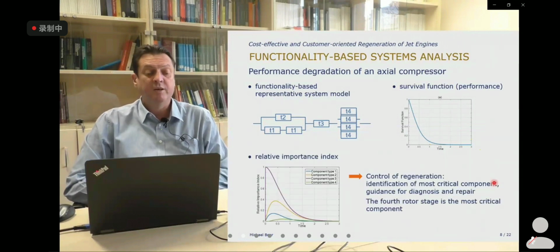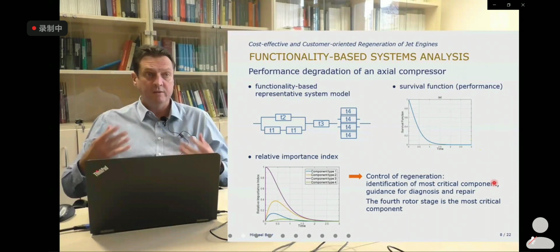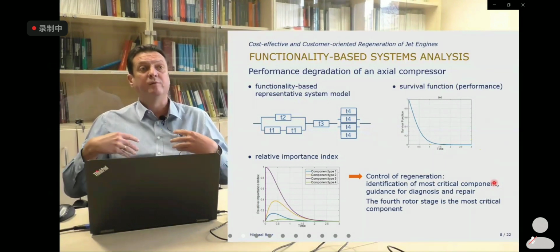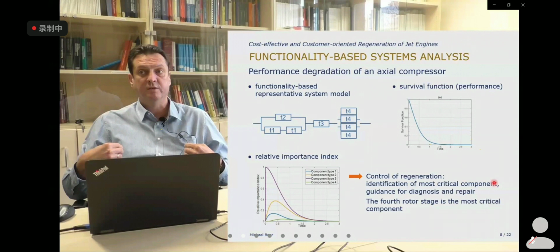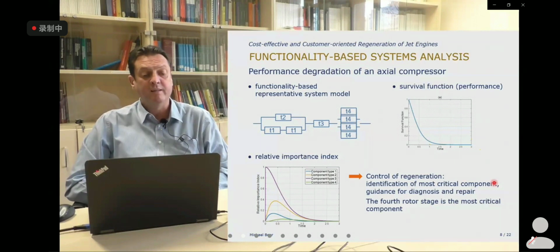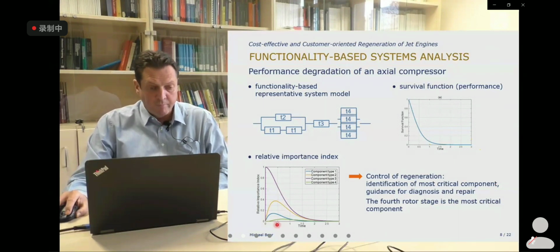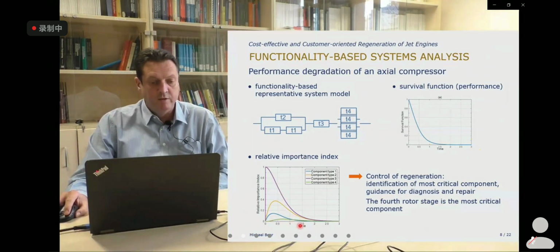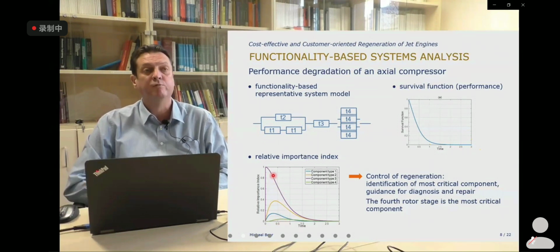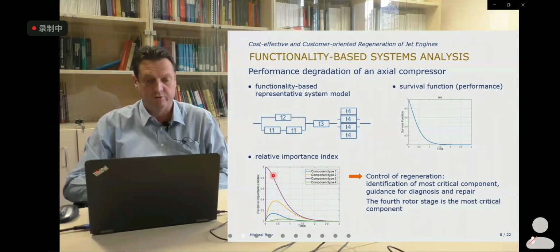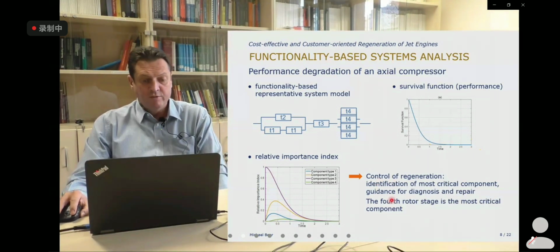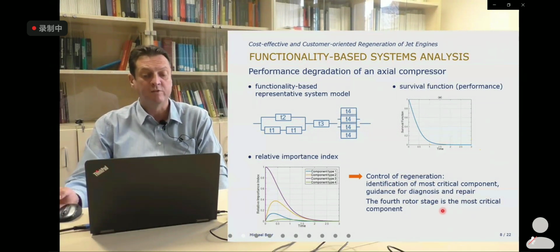In addition, we can then say, okay, based on where the engine was flying and what kind of measurements we do when the engine is delivered to the factory, we can then identify at which point in time which of the parts in the engine is the most critical part at that point in time, and to look at this for the repair and maintenance first. So in this way we can control the regeneration of the engine, we identify the most critical component, and we get guidance for diagnosis and repair.